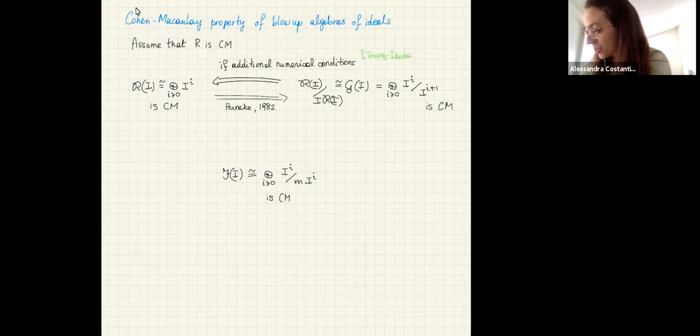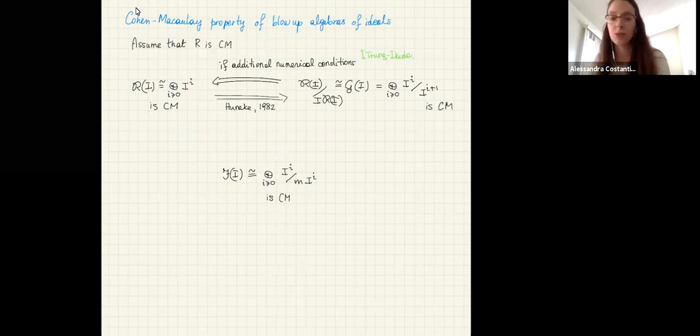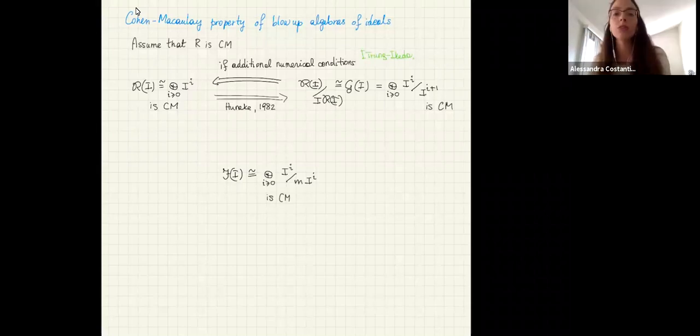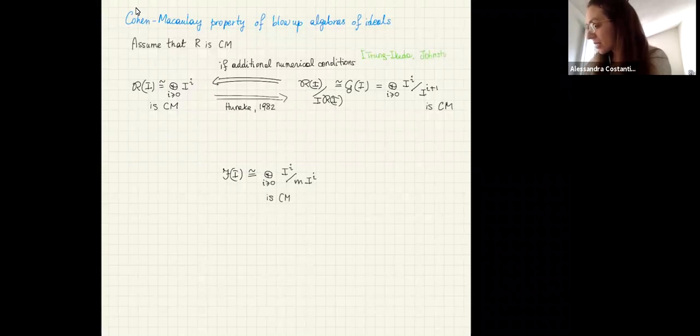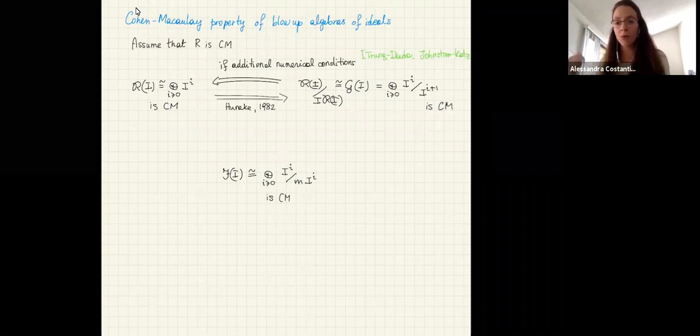And that's a condition on the a-invariant of the associated graded ring. So it requires you to study the canonical module of the associated graded ring or the local cohomology of the associated graded ring. Then there is Johnston-Katz, and that's a condition on the reduction number, which is a numerical invariant related to the powers of your ideal.